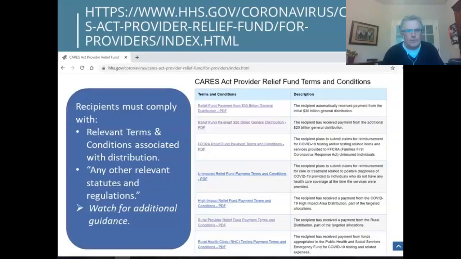In short, when it comes to the use of those funds, when you accepted those funds, when you retained those funds, whether you affirmatively attested or not, you agreed to comply with the terms and conditions associated with that. If you fail to comply with those terms and conditions, guess what? That's a false claim.